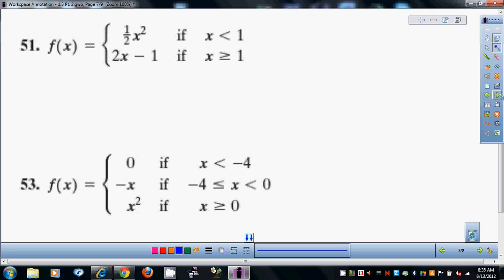Here are two others. 51 is just like the last ones we just did. The only difference is the functions are a tad more complicated, but you're just plugging numbers in, so your drawings will have a little more curve to them. 43 is a little different, or excuse me, 53. Why is 53 different? Yeah, it's got 3 parts. So let's just sketch this thing real quick.